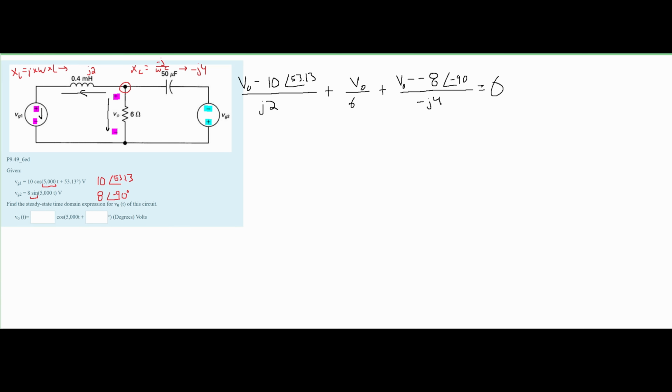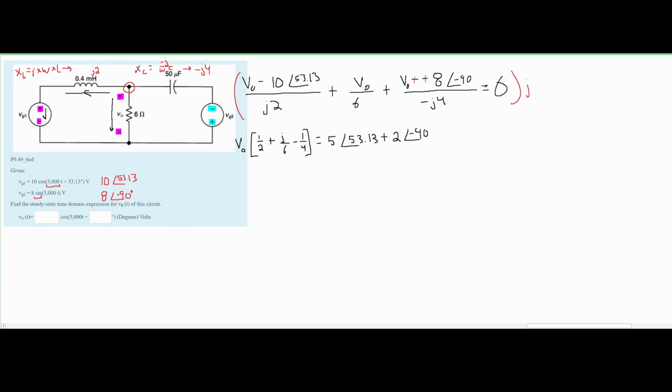Now I'm going to move some things around and multiply everything by j, that way we can cancel out the denominators. After we do a little bit of that, we are going to get this equation here. I'm going to combine it a little bit more, say that our v0, and then combine our constants. So we'll have a 2 over 4 minus 1 over 4, that's going to give us 1/4, or 0.25.